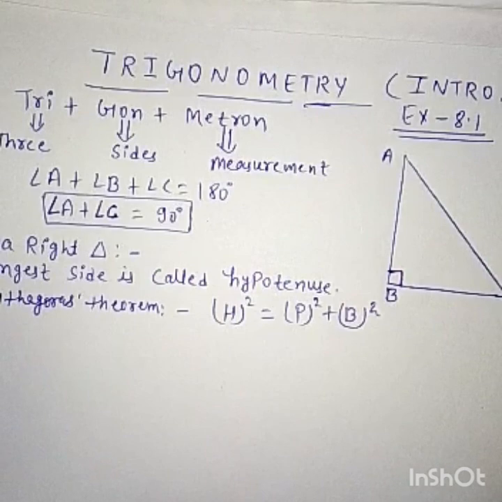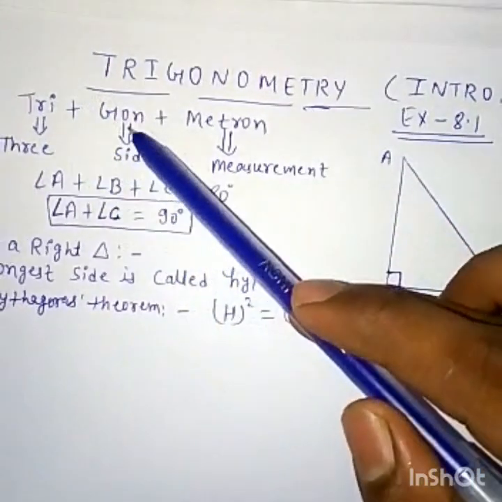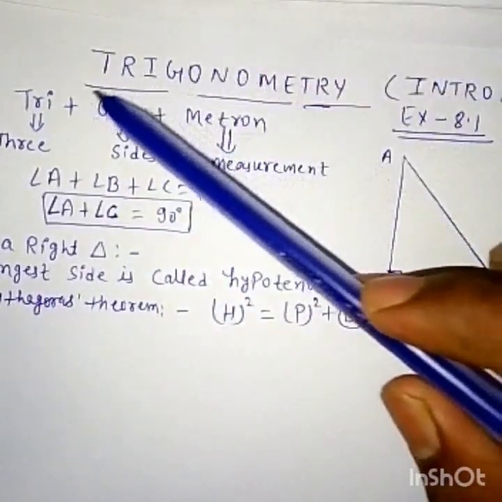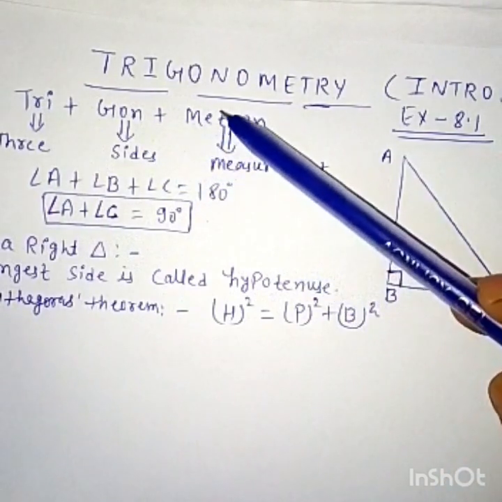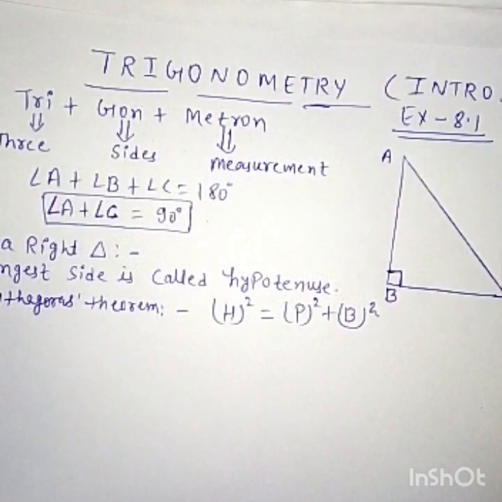The word trigonometry can be expressed as the combination of three words: tri, gon and metron. Meaning of tri is three, meaning of gon is sides and meaning of metron is measurement. Basically we can say that in trigonometry we will talk about the measurement of triangles.